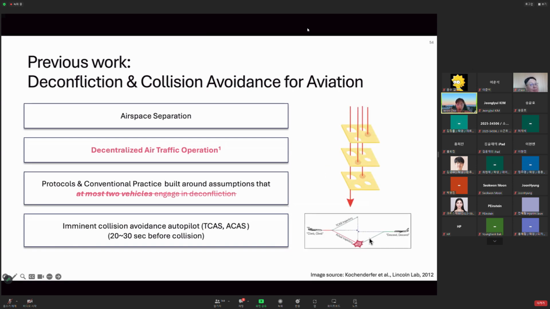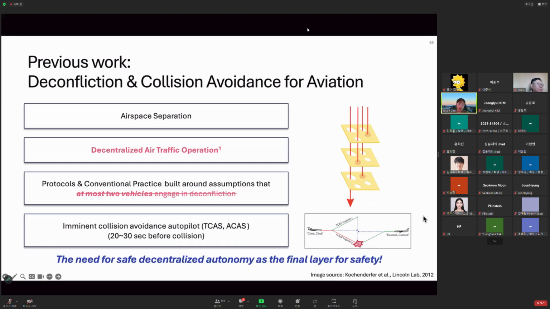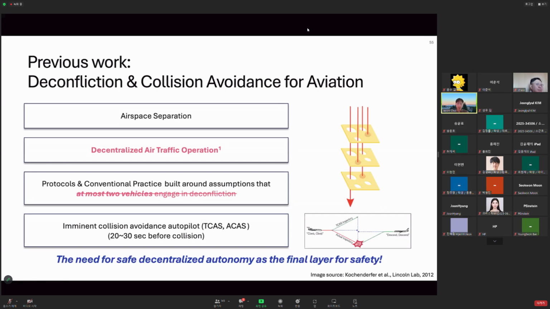And if all these layers of safety fail, we will eventually see a lot of critical accidents. So the main motivation for this project is the need for safe decentralized autonomy that can work as a final layer for safety when all of these upper level safety modules fail.